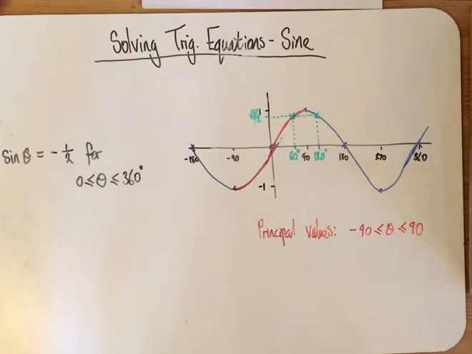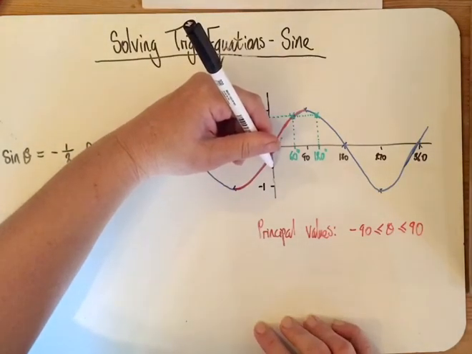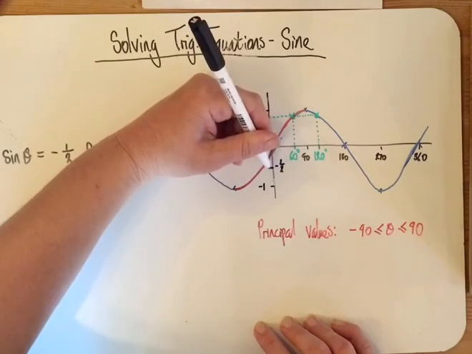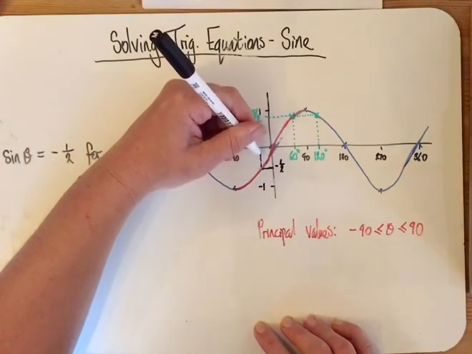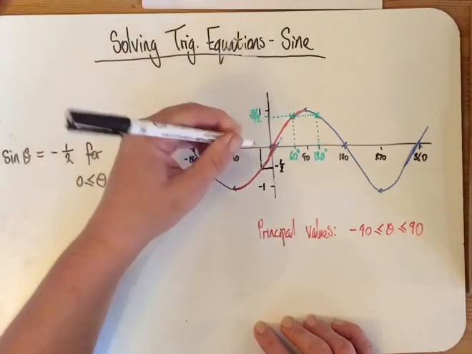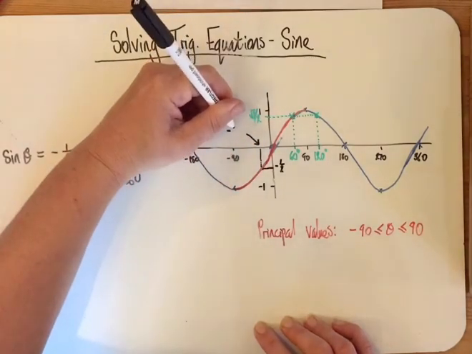So minus a half, let's just do black on that one. So minus a half is here. That's my minus a half. And if I go across to the curve and up, that is the principal value that the calculator gives you, and that comes out as minus 30 degrees.